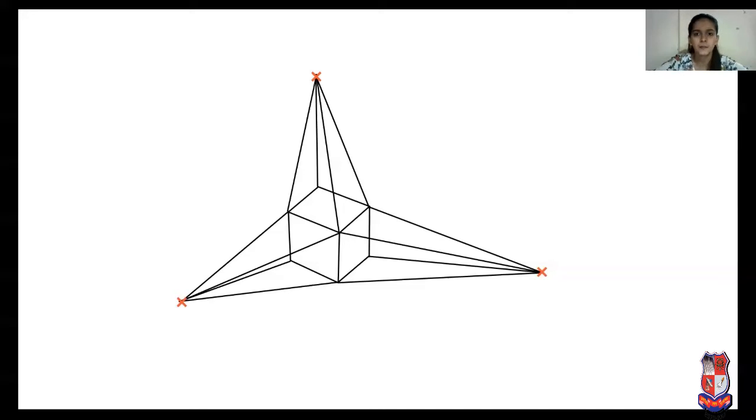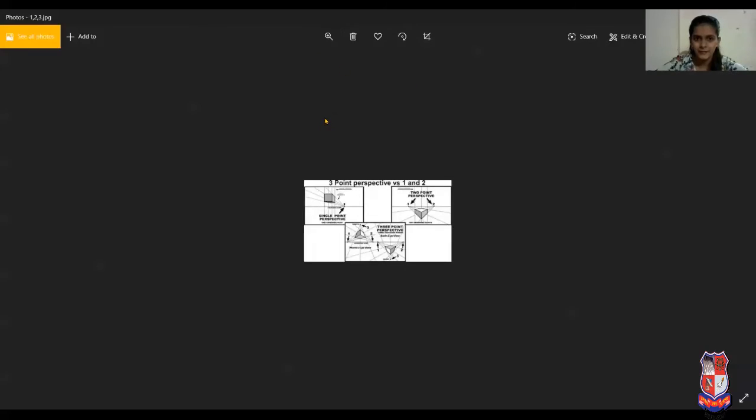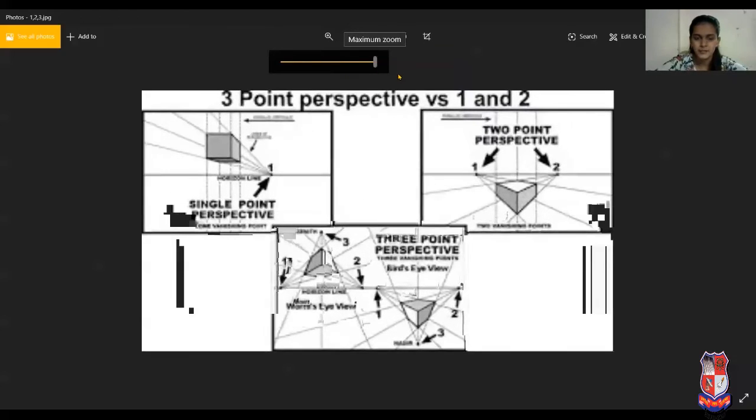Let me show you some other examples related to 1-point, 2-point and 3-point perspective view. First of all, see the main difference. There are three images. Look at the first image. Here, only one vanishing point is there. So it's a single point perspective. In the right side figure, there are two vanishing points. So it's a 2-point perspective view.